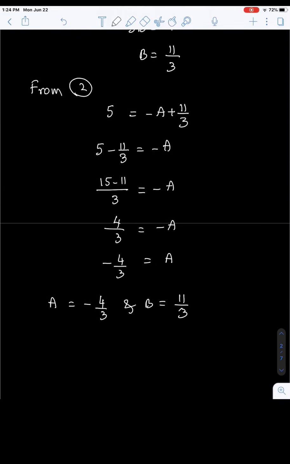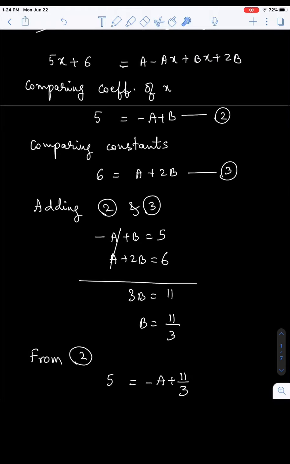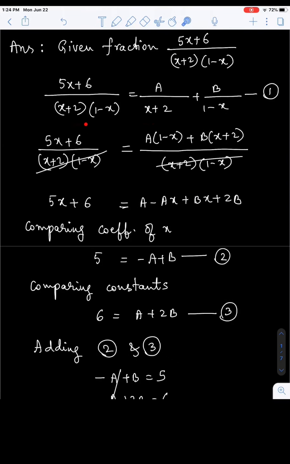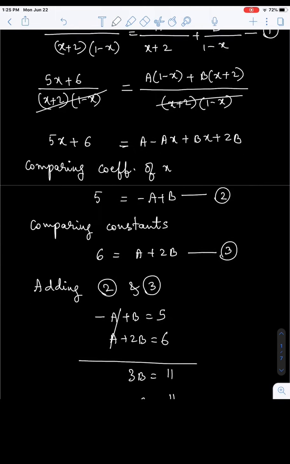You can check once. Am I right or not? Let us check it. From here only I have taken this step. B is 11 by 3, which can be seen here. Keep these values. Let us go to equation 1 now. Where is it? Yes, here it is. In place of a, put minus 4 by 3. In place of b, put 11 by 3 and write the complete step.